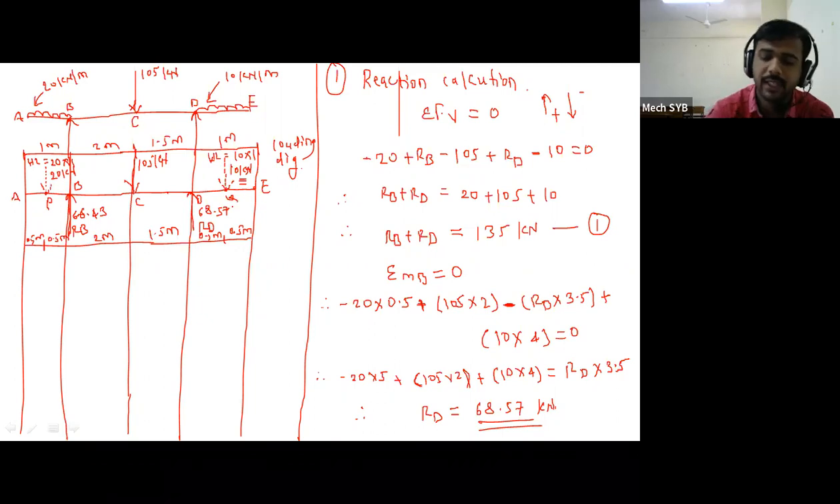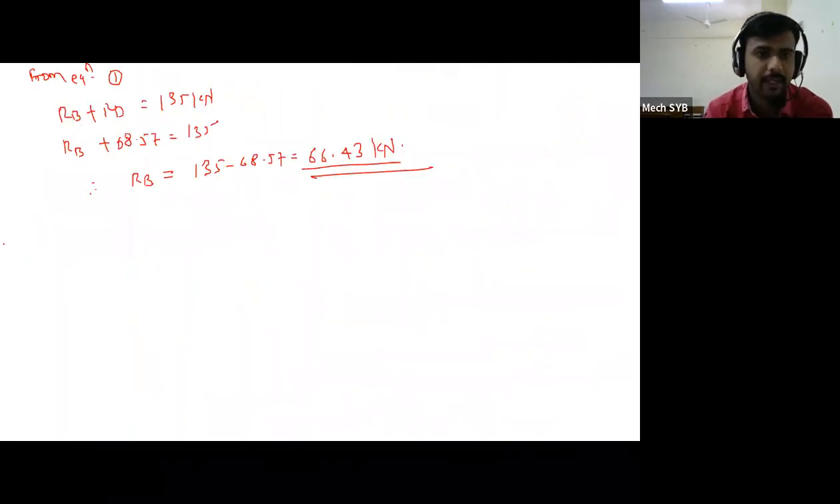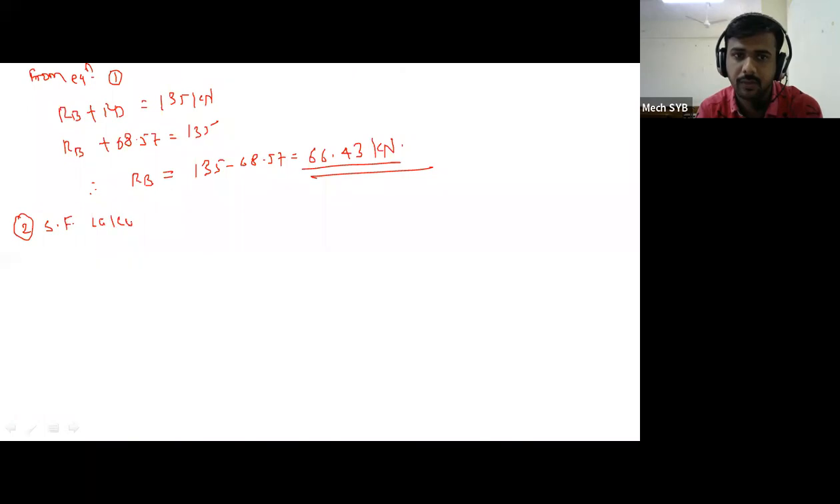Okay, so now the reactions are calculated. We'll go for the second important calculation, that is SF calculation. Upward force is positive, downward force is negative. Now one by one, start from the left side of the beam.